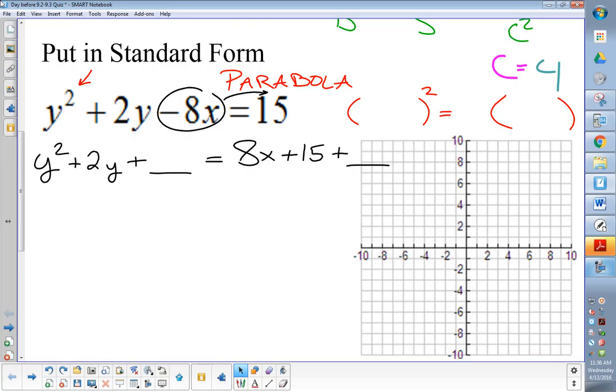Step 2 is filling in our blanks with half of b squared. So Courtney, what number am I cutting in half here? I'm cutting that 2 in half. So I cut that in half and I get 1 and I square it. So what number's going there? 1 in there, 1 in there. That's an easy one.